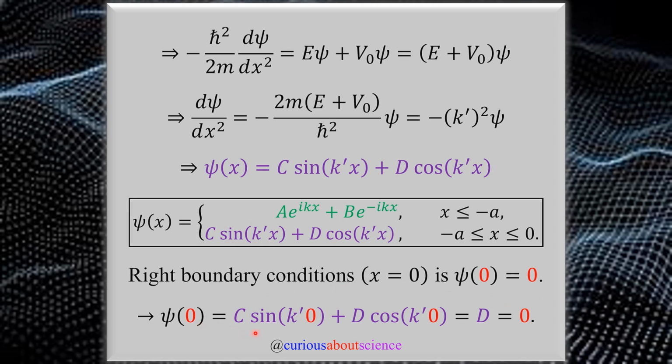So if we plug in 0, we see that sine of 0 goes to 0, so that whole term goes away. But cosine of 0 goes to 1, thus leaving us only D, the coefficient D. But since the whole thing has to equal 0, this highlights that D equals 0 immediately. So now the task is to solve for A, B, and C.